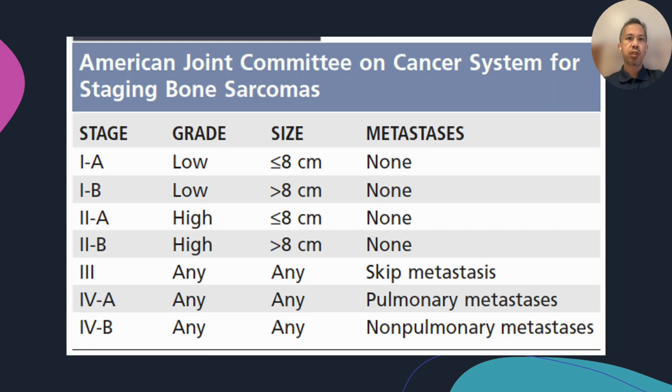Another way of applying bone sarcoma staging is according to the American Joint Committee on Cancer System, or the AJCC. But most commonly, the Enneking staging is used. Here in the AJCC, 1 is low grade, 2 is high grade. You also take note of the size, where 8 centimeters is the cutoff.